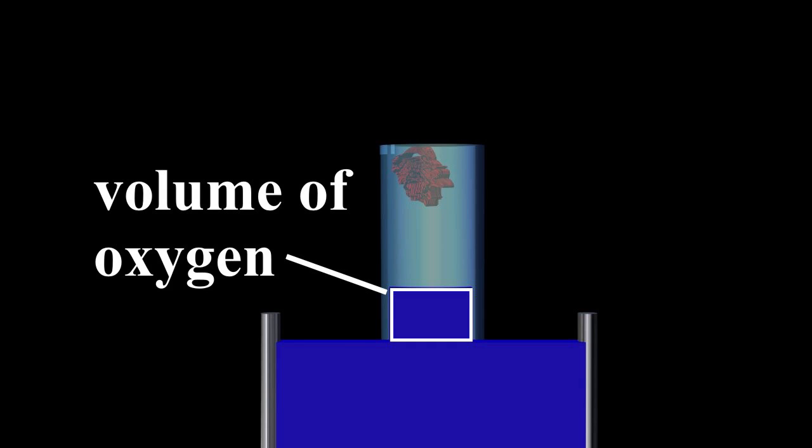Oxygen will start to react with the iron in the steel wool, forming iron oxide. This removes the oxygen from the air in the tube. The missing oxygen is replaced by water, being pushed up into the tube by air pressure. When the process is finished, the added volume of water in the tube equals the volume of removed oxygen.